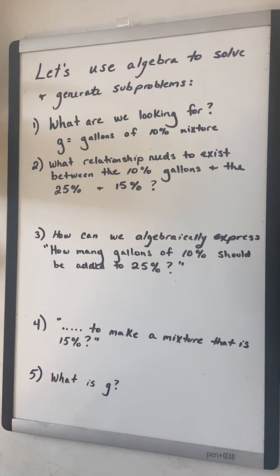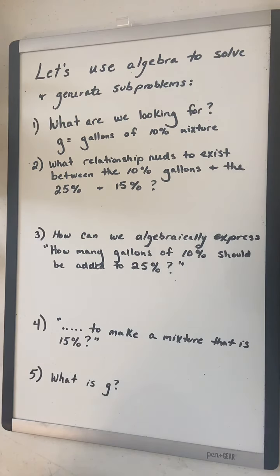Okay. Whenever you're using algebra and you have unknowns, the very first thing that you want to do is establish what those unknowns are and represent them with a variable. So a logical place to start would be with question number one, what are we looking for? We're looking for the gallons of 10% mixture that needs to be added. So we're going to let G represent our unknown.